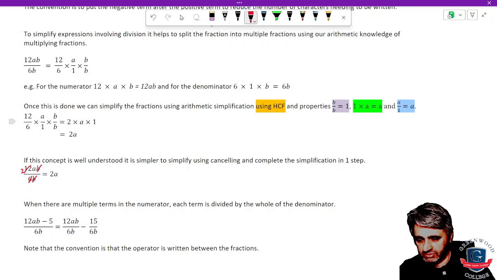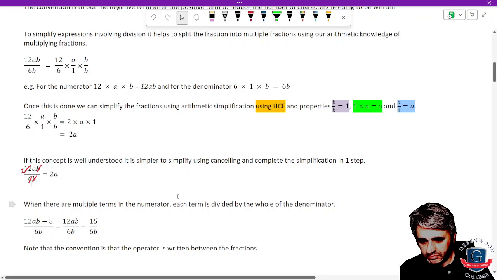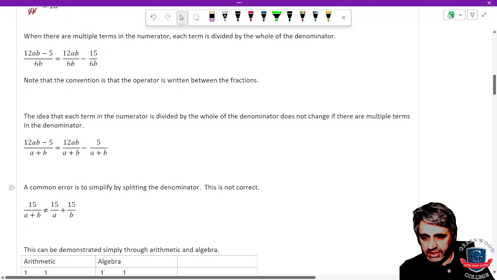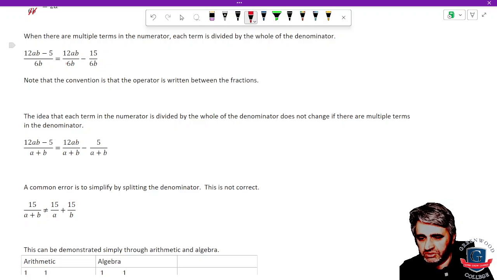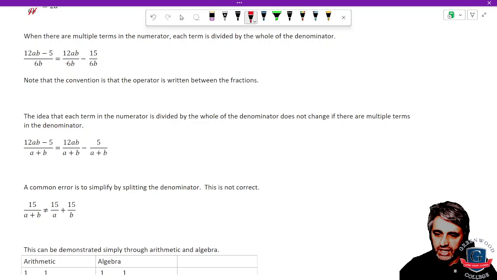Whereas this is remarkably elegant. Now, if there are multiple terms in the numerator, we can split the fraction again. So in this case, we have 12ab take 5. We can make that 12ab on 6b, minus 5 on 6b. And you can see the convention is we write that minus sign between the fractions.